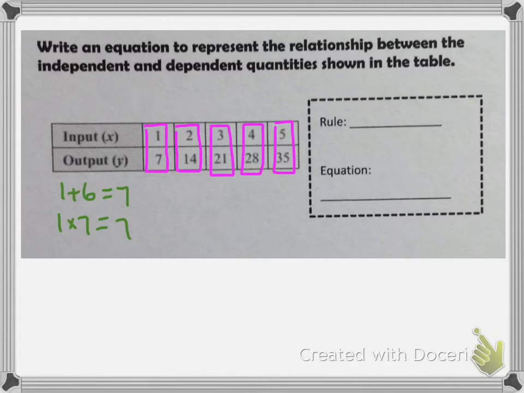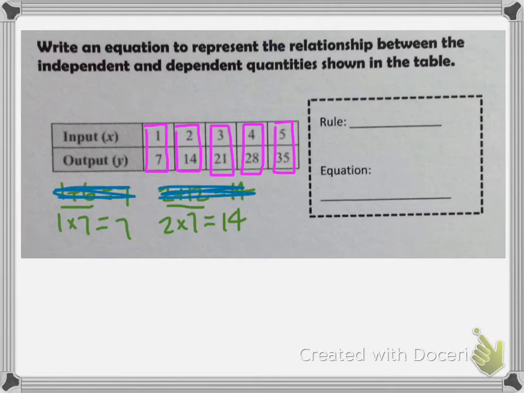I can do 2 times 7 to equal 14, or I can do 2 plus 12. 2 plus 12 equals 14. 2 times 7 equals 14. Well, for it to be an additive relationship, I would have to continue adding by the same value each time. And since I added 6 the first time and 12 the second time, this is not an additive relationship, and that cannot be our rule. But because I multiplied by 7 the first time and I multiplied by 7 the second time, then that's probably our rule. Let's just continue to check.